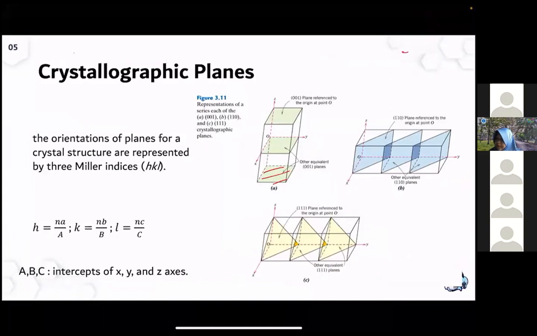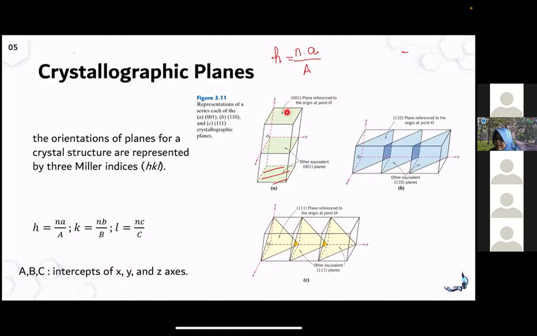So here, you can actually try to see, if we want to make this one 0, 0, 1, you can try to put the numbers in here. So the h would be an integer multiplied with a divided by a, where a is actually the intercept of x in this plane. Now the question is, does this plane have an intercept with the x-axis? What do you think?